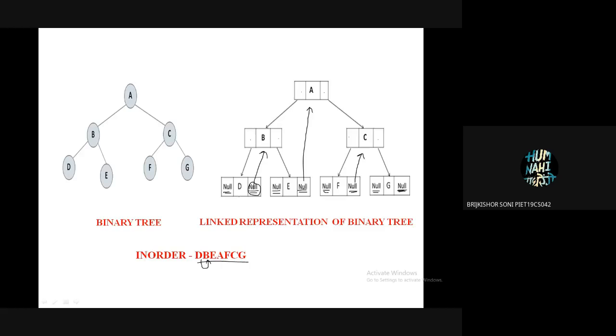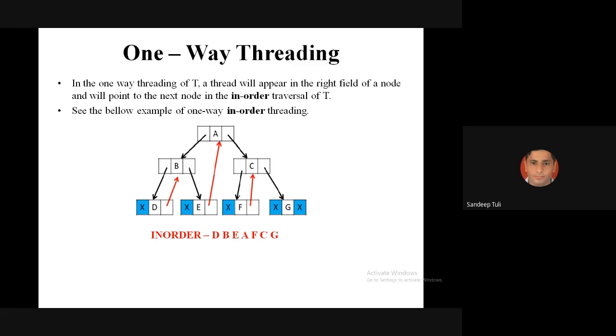सर हम सक्सेसर का Address यहाँ पर रख पा रहे हैं, जैसे हम यहाँ देख पा रहे हैं, I have made it D to B, E to A, and F to C. Rest all the remaining 5 pointers are still null, which are in blue now. अभी भी वो null हैं. So in one-way threading of the tree, a thread will appear to the right field of a node and will point to the next node in the in-order traversal of the tree. Is it okay? Any doubt or any question?